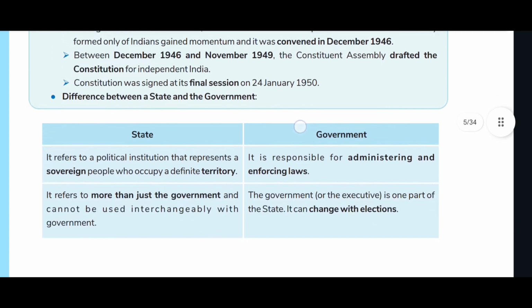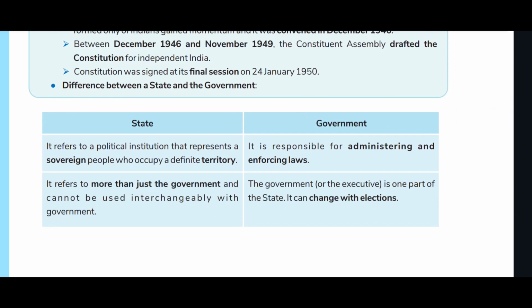Difference between state and government. State. It refers to a political institution that represents a sovereign people who occupy a definite territory. It refers to more than just the government and cannot be used interchangeably with government. Government. Government is responsible for administering and enforcing laws. The government or the executive is one part of the state. It can change with elections.